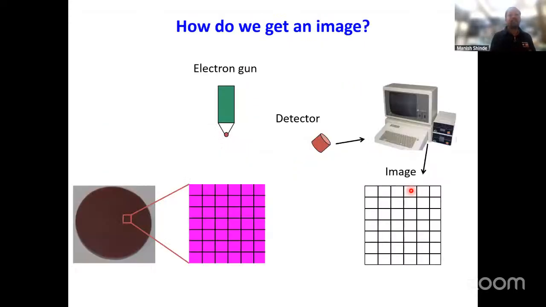Now, how do we get an image? So this is your sample and this is your area of interest for which you have to image the sample. Okay, so for this square, we are now generating the image. So we'll see how the electron gun falls on this. Now, electron gun generates the electron beam, and now this square is also divided, I can say, in terms of pixels.